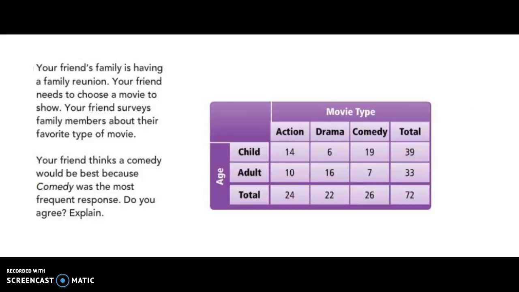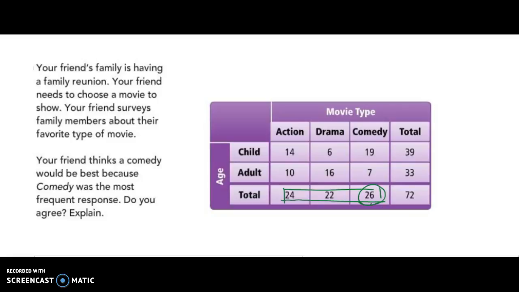Okay, so your friend's family is having a family reunion and your friend needs to show a movie. And so your friend surveys all of the family members about their favorite type of movie. And then your friend concludes that a comedy would be best because comedy was the most frequent response. And we want to know, do we agree? As we're looking down here, out of all of the choices that were given for action, drama, and comedy, comedy was the most frequent. So this could be true.